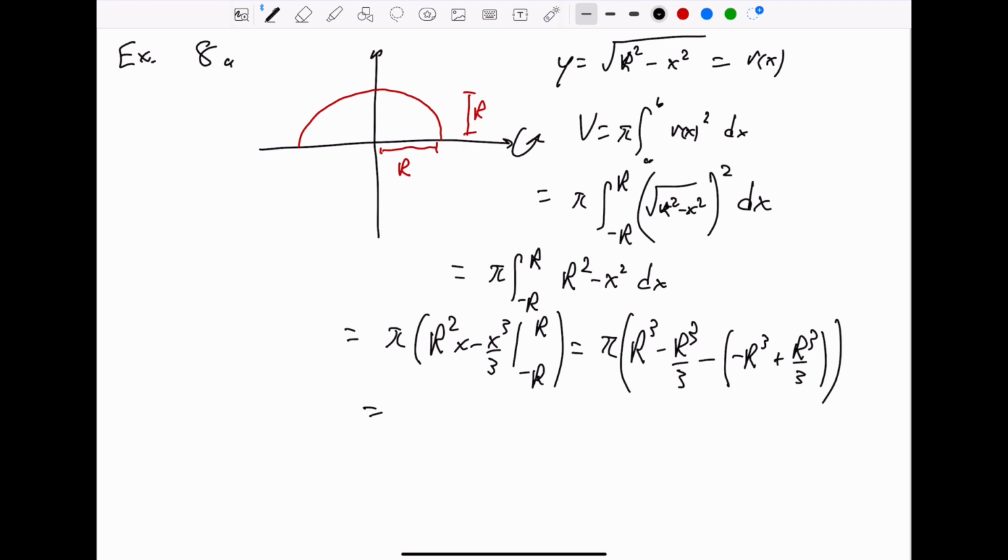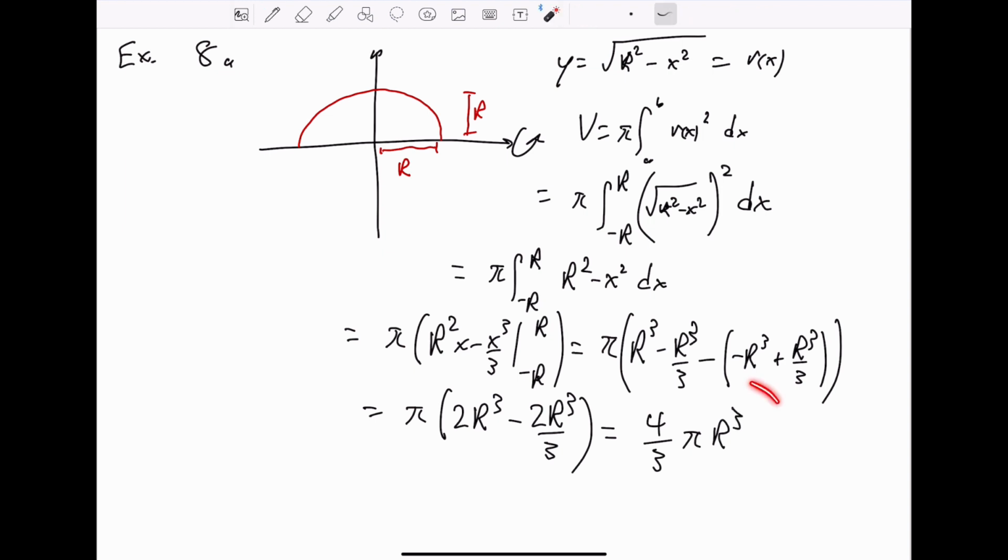All right, for the next step, we have pi. We have an r cubed minus minus r cubed, so plus r cubed. So let's turn that into a 2r cubed. And then minus r cubed over 3, minus r cubed over 3. That's a negative 2r cubed over 3. So minus 2r cubed divided by 3. And let's get common denominators here. I can write 2 as 6 divided by 3. So if I have 6 over 3 minus 2 over 3, that will be a 4 over 3 r cubed. So the final answer here is 4/3 pi r cubed.